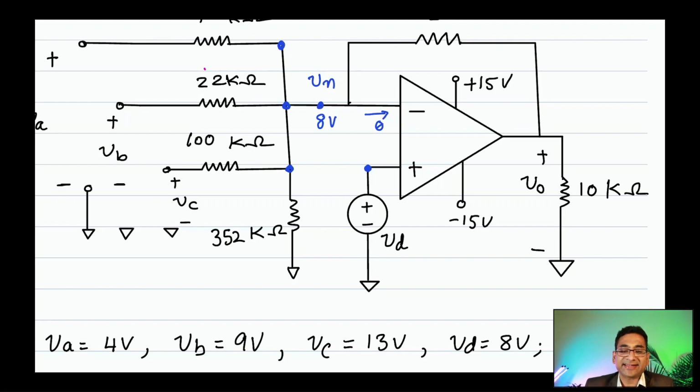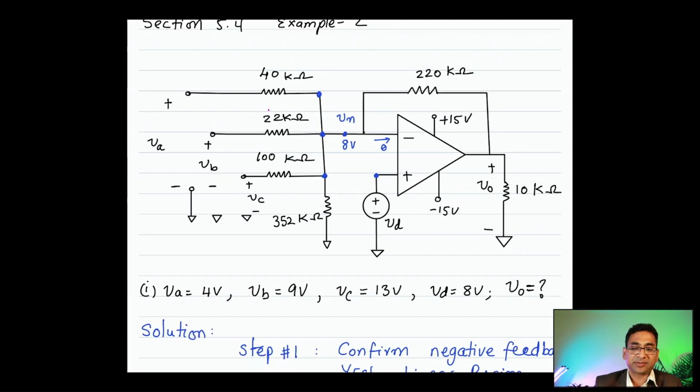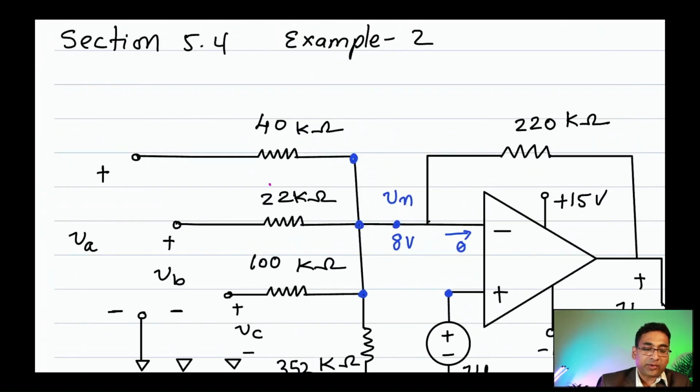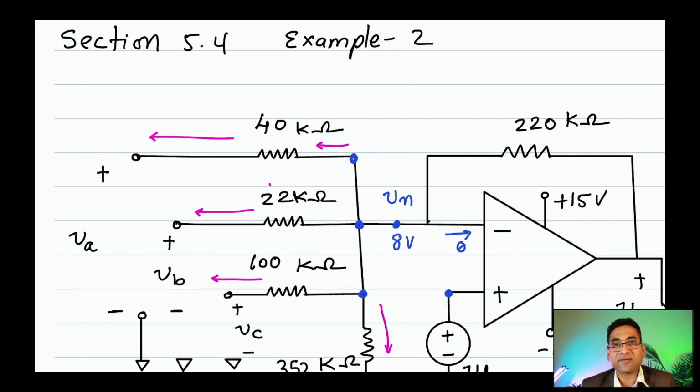Now let's write KCL. Do we have all the expressions? Let's write KCL at node Vn. In order to write KCL at node Vn, there is the current flowing in this branch, then another current going in this branch, a third current going in this branch, and a fourth current going in that branch. There are 4 currents going out here.